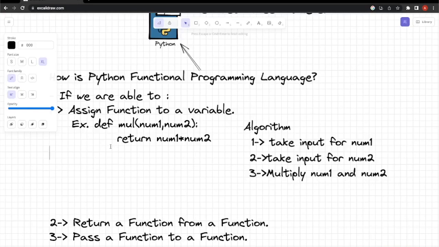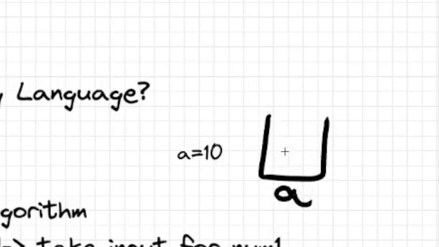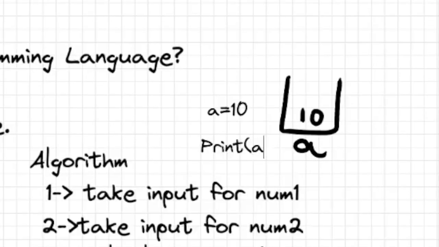Now, if we are able to assign a function to a variable, basically, what is a variable? In a short way, let me tell you what a variable is. A is equal to 10. That means we have a container that is A, and it has a value 10. Now, if we call A, that is print A, what does it return? Print A returns 10 because it has a value 10.